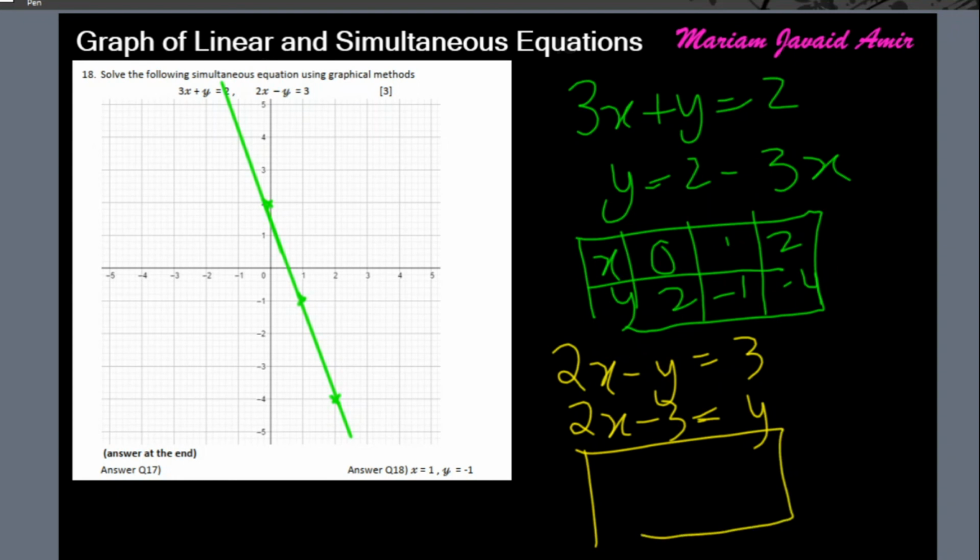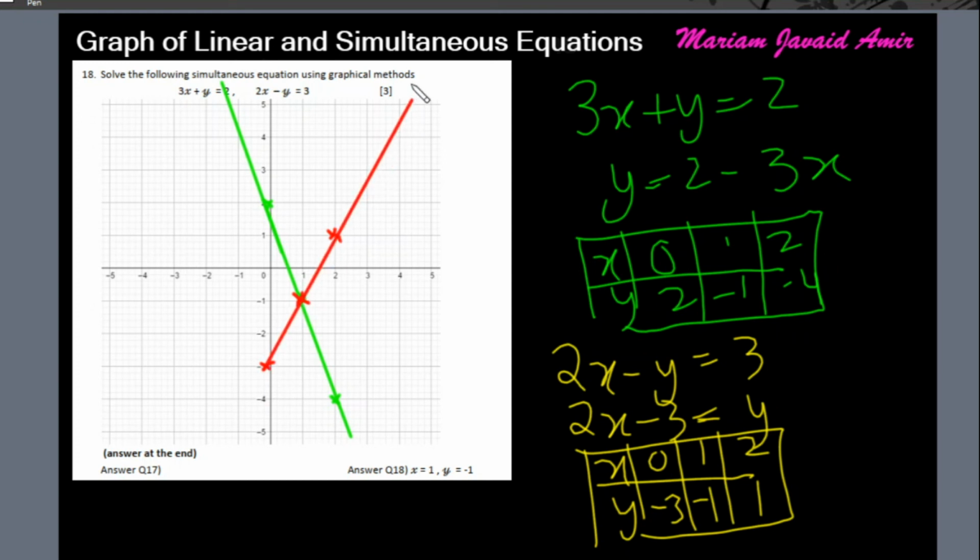Make a box again, write 3 values of x and find 3 corresponding values of y. So when x is 0, y is minus 3. When x is 1, y is minus 1. When x is 2, y is 1. So I'm going to plot these points now. 0 comma minus 3 is here, 1 comma minus 1 is here, and I found the point of intersection automatically, 2 comma 1, but I'll have to finish the question because there are marks for working.